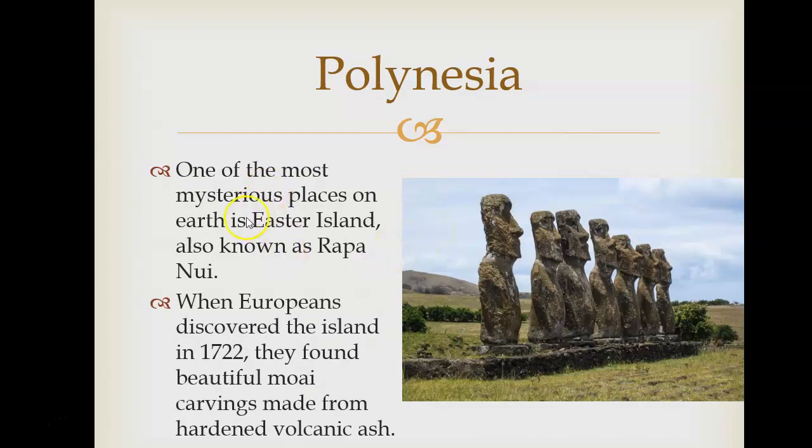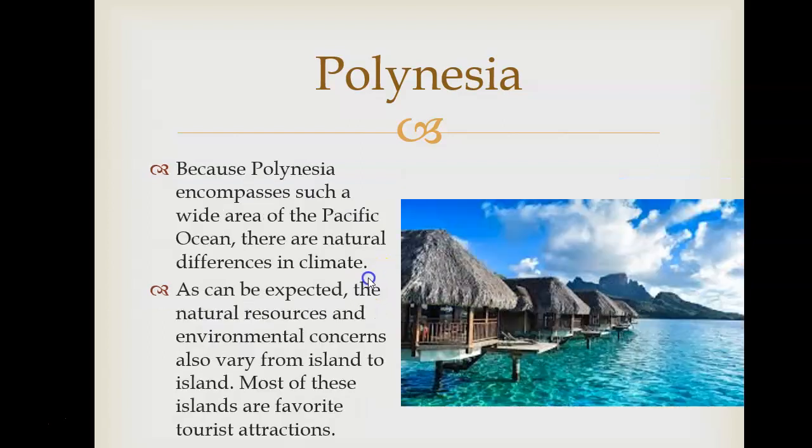One of the most mysterious places is the island of Rapa Nui, which is Easter Island. When the Europeans get there, they see all of these huge stone statues. Again, because this is such a large area, there are some differences in climates. There are some differences in natural resources. Again, tourism is definitely their main economic activity. And that is it for Oceania.